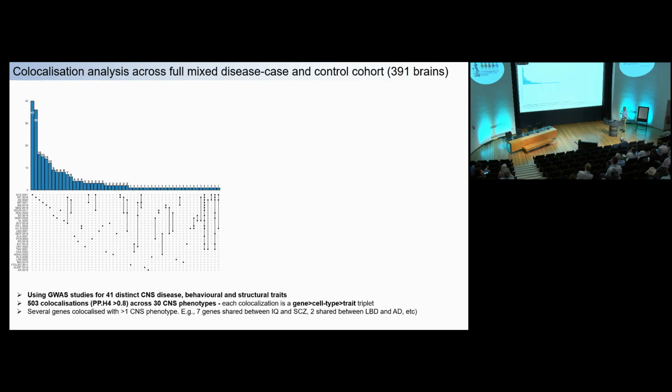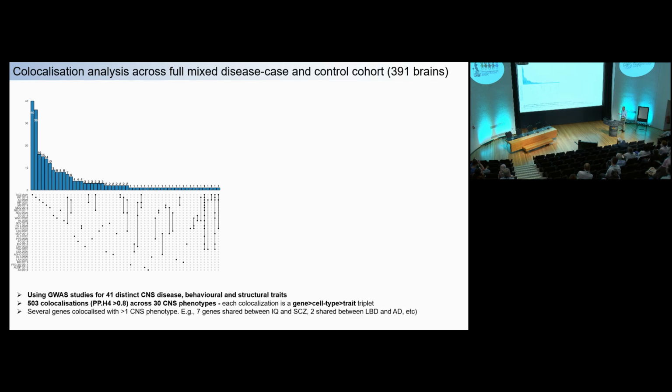So we performed co-localization analysis across the full mixed disease case and control data set using these 41 distinct CNS disease, behavioral and structural brain traits. In total, we identified over 500 co-localizations with a high posterior probability across 30 CNS phenotypes. Each of these co-localizations can be thought of as a gene, cell type, trait triplet.